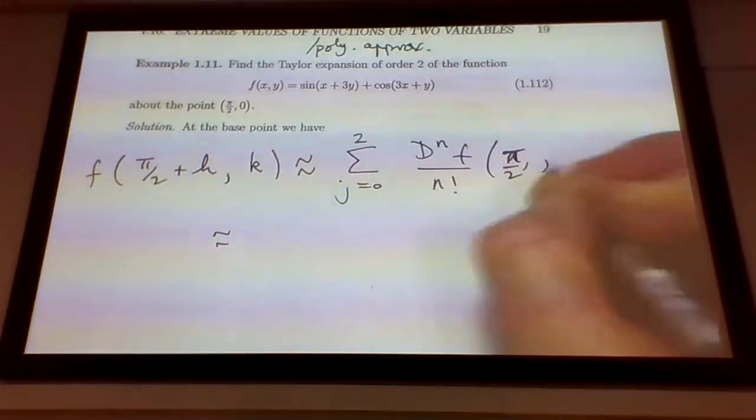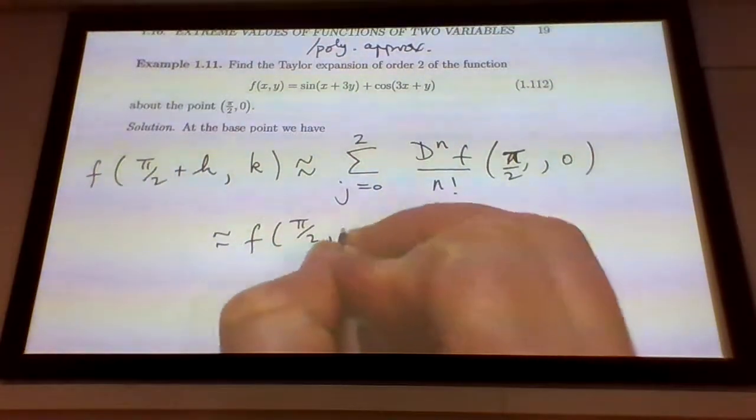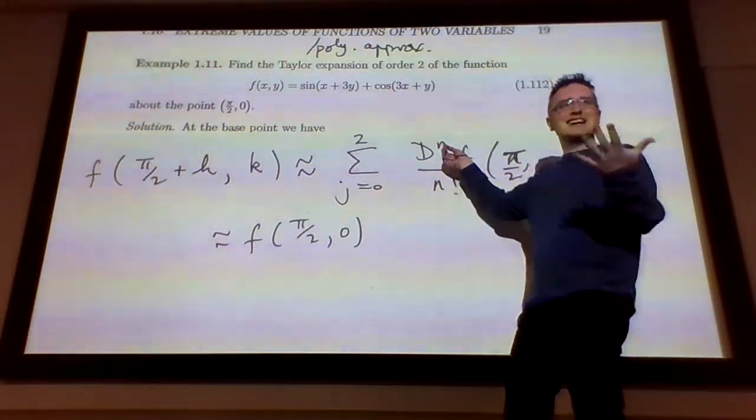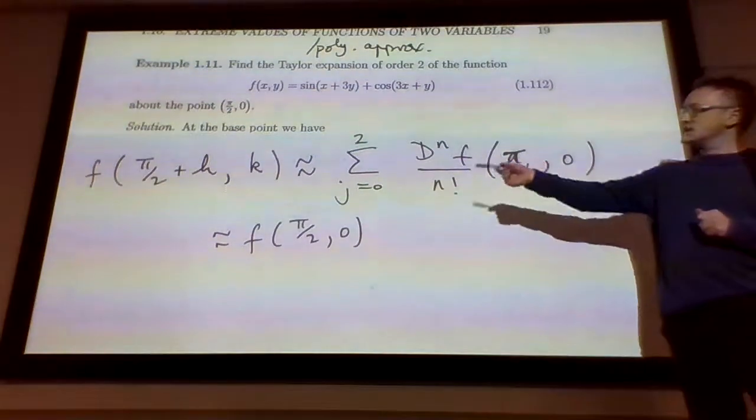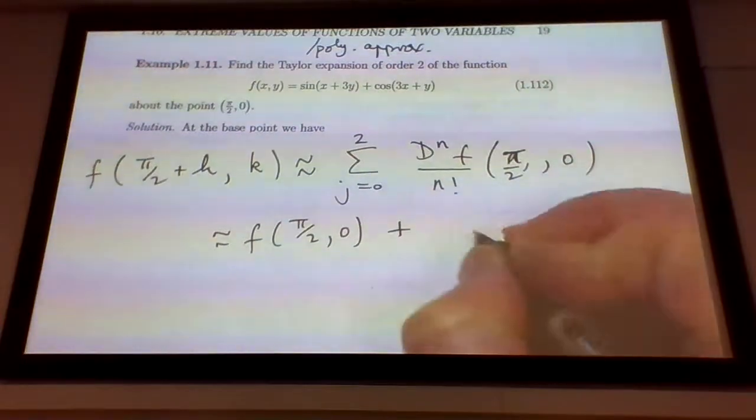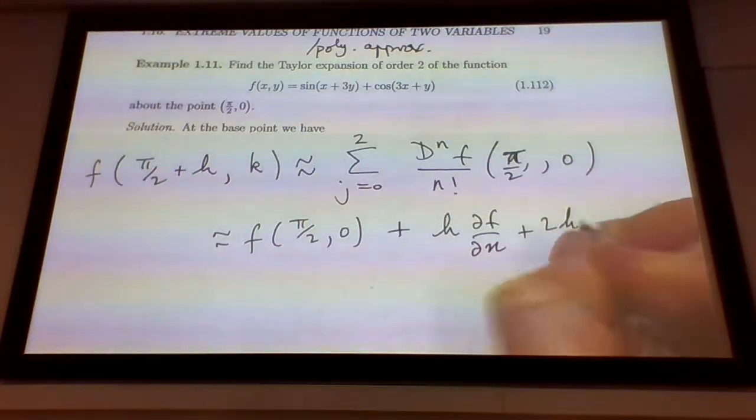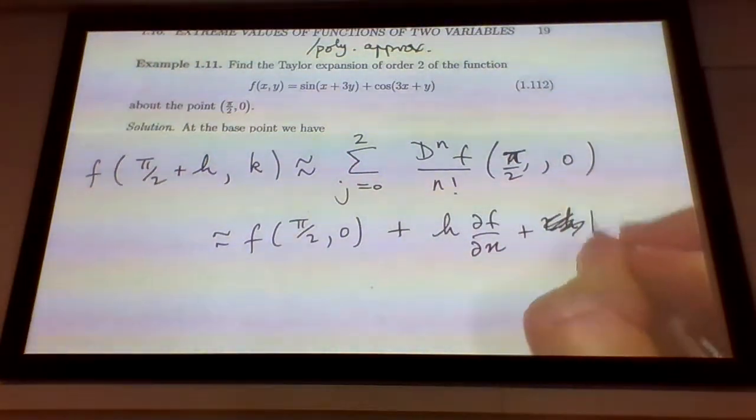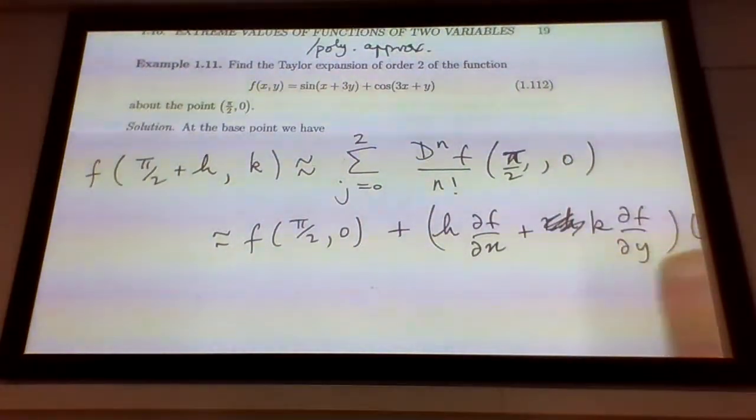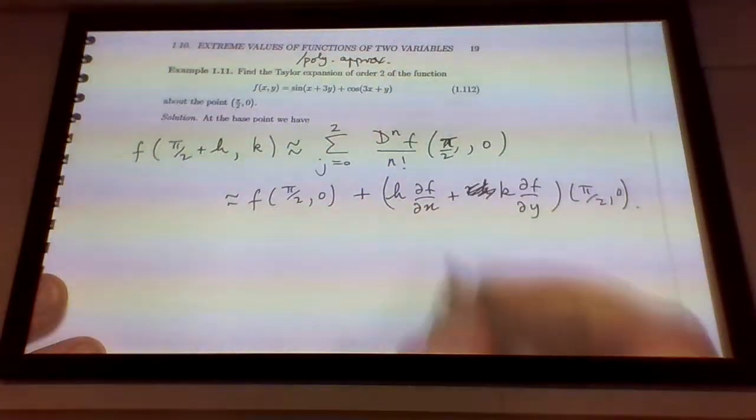The partial derivatives are all evaluated at pi over 2, 0. So the first term here is just f at pi over 2, 0 itself, because we're not applying the operator. We've got d to the power 0, so that's the identity operator. Then you've got the order 1 term, which is h df dx plus k df dy. Again, these things are evaluated at pi over 2, 0. So the two partial derivatives get evaluated at pi over 2, 0. That's the order 1 terms.